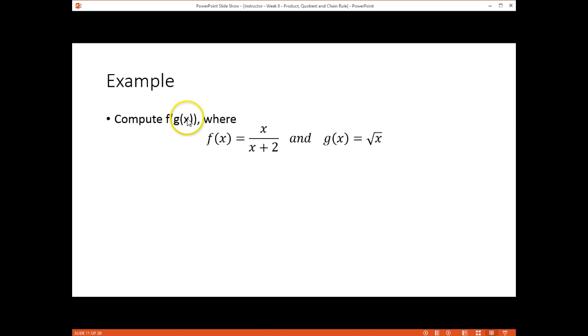We're going to practice just putting together functions. If we have a function f of x, which is x over x plus 2, and g of x, which is the square root of x, let's compute the composite f of g of x. What we do when we do a composite function is we replace the g of x with its actual function. So this is f of the square root of x. We know f of x is x over x plus 2. Well, I'm looking for not f of x, but f of the square root of x, so I'm going to replace the square root of x everywhere I see an x. So f of the square root of x is the square root of x over the square root of x plus 2.